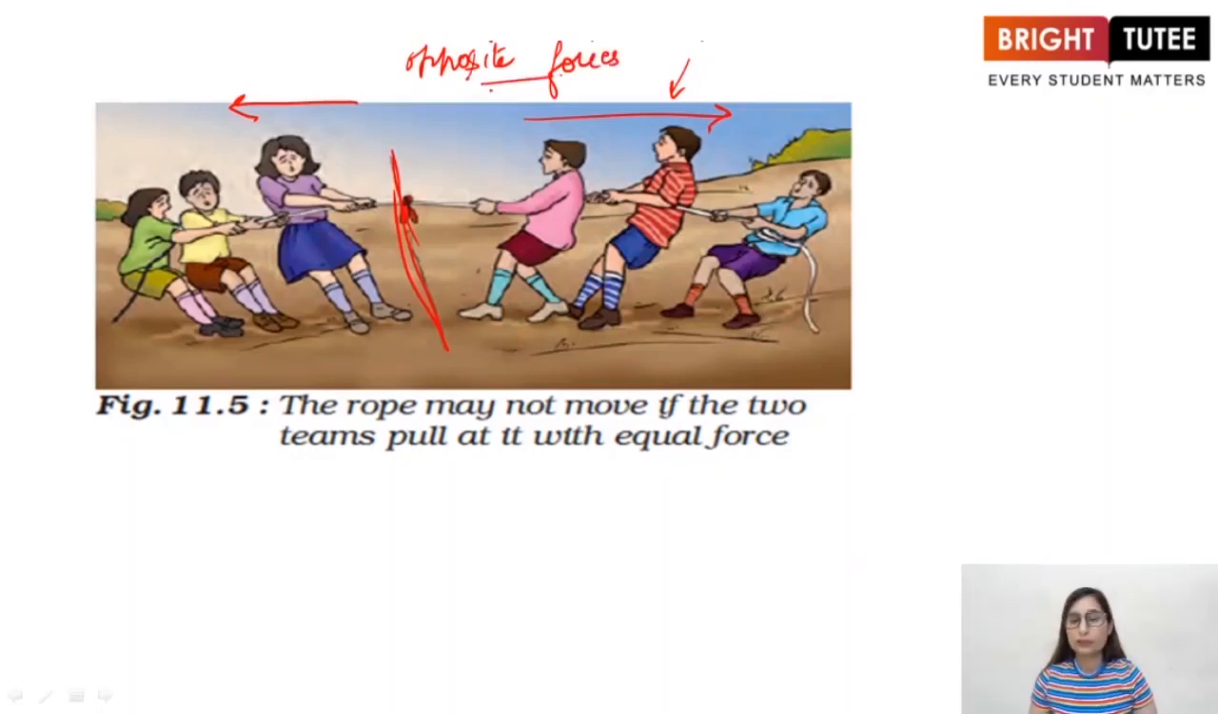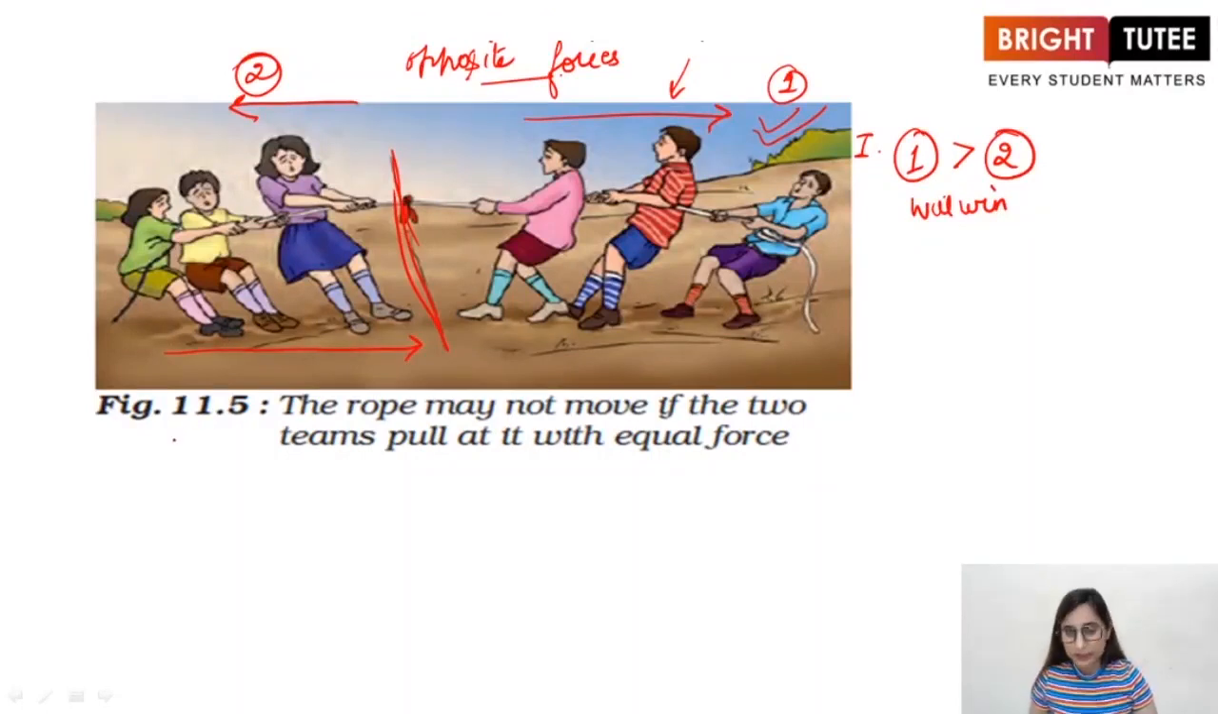So for example, team 1 and team 2, the force applied by team 1 is more than team 2. Let us take case 1, in which team 1 applies more force. Team 1 is more powerful than team 2. So team 1 will win and they will be able to pull team 2 towards themselves, right? This is the first case. Second case, when team 2 applies more force than team 1, which means that team 2 is more powerful. So team 2 will be able to pull team 1 towards themselves and they will win.